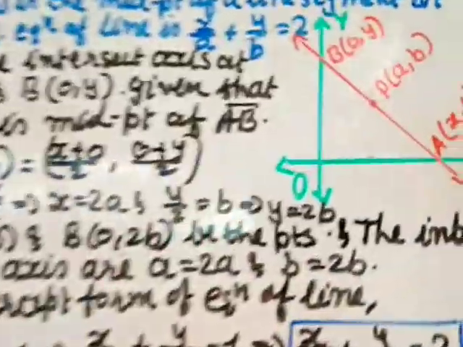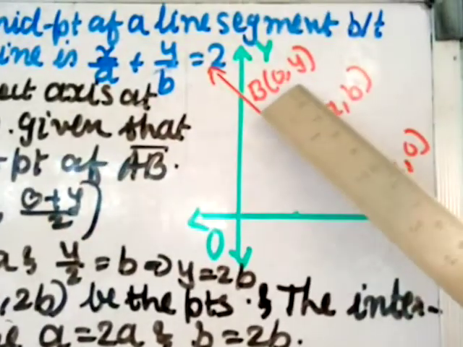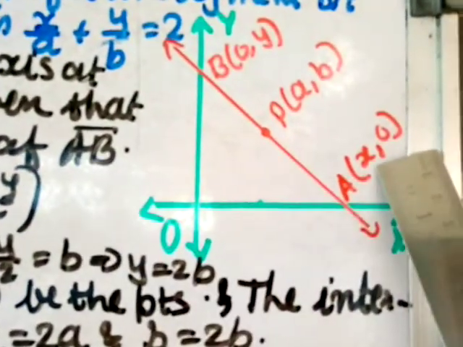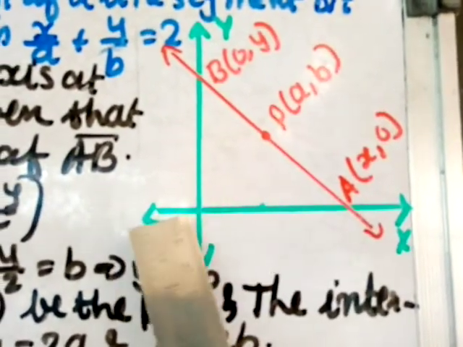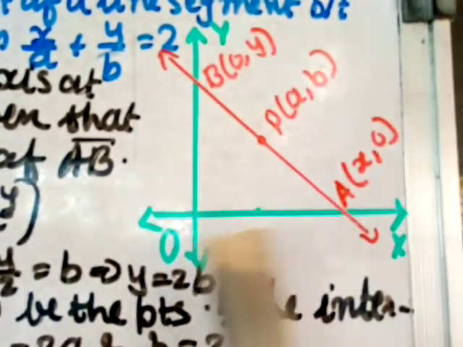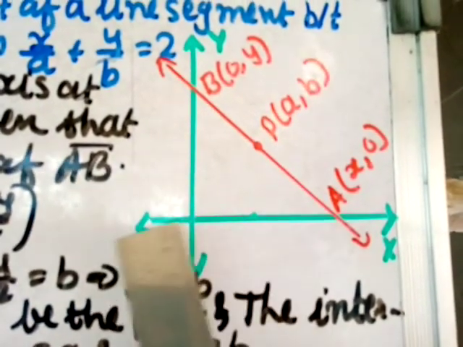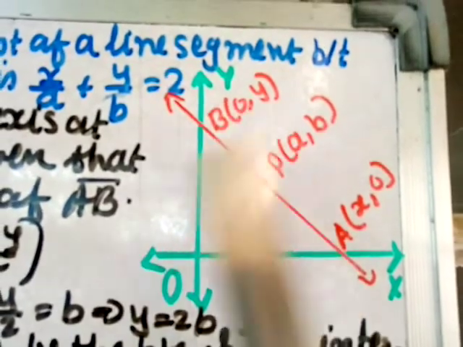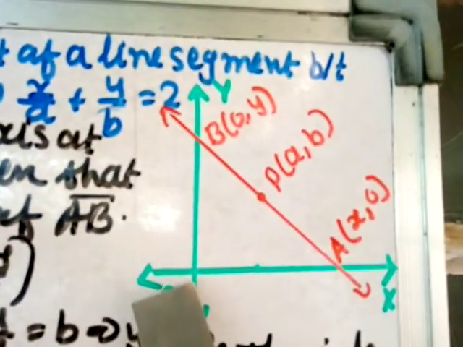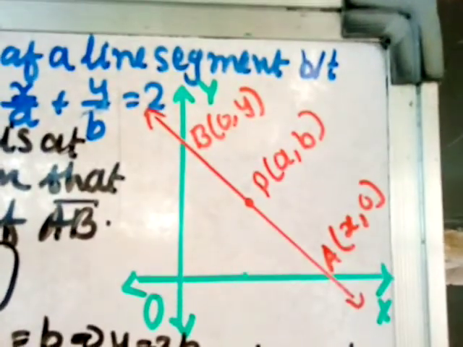So if you put the x value as 2a and the y value as 2b, then this 2a will be the distance from the origin to here on the x-axis. So that is the x-intercept. And if you take this as 2b, then that is the y-intercept. So from here to here, the distance is 2b.